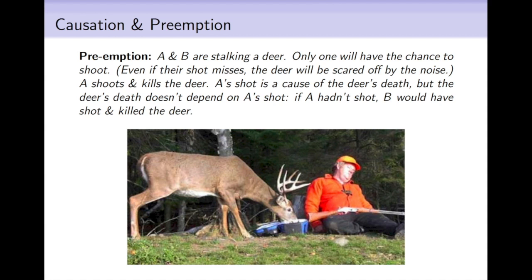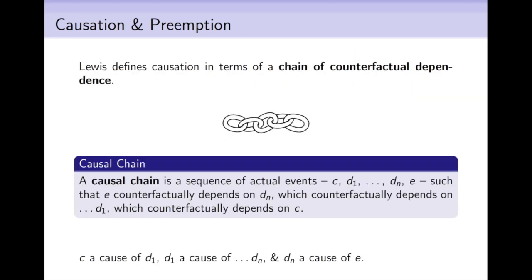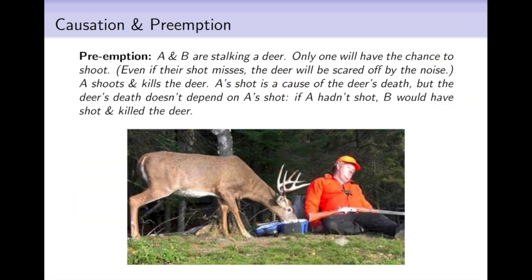So it seems fairly clear that Alice's shot is a cause of the deer's death. But the deer's death doesn't, it seems, counterfactually depend upon Alice's shot, because if Alice hadn't shot, Bob would have shot and killed the deer. We'll suppose, for the sake of argument, that Bob's a great shot, so there's no question that he would have shot and killed the deer had Alice not done so. So here you have apparent causation. Alice's shot does seem to be a cause of the deer's death, even though the deer's death doesn't counterfactually depend upon Alice's shot.